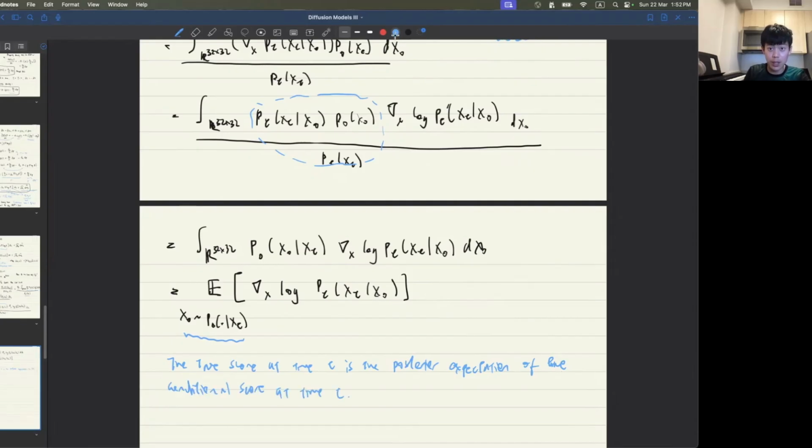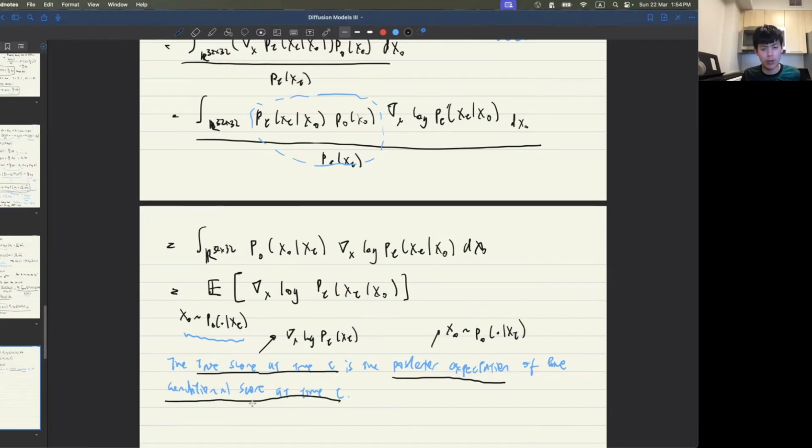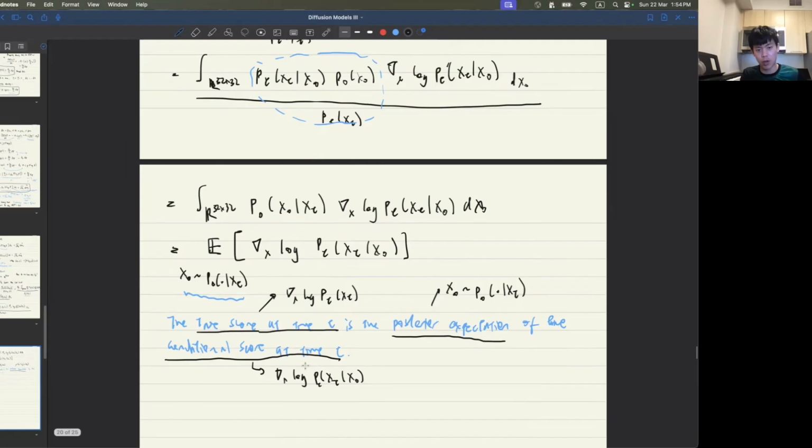So just to piece it together, the true score at time t is equal to the spatial derivative of the log probability density at time t. It is equal to the posterior expectation. So the posterior expectation is over x0, and it is an updated distribution on x0 given that we have seen xt, right? So this is really what is underneath the expectation, which is x0 sampled from the posterior distribution of the conditional score. So the conditional score at time t over here really refers to this spatial derivative of log pt xt given x0. Right, it is the conditional score because we are conditioning on the initial state x0.